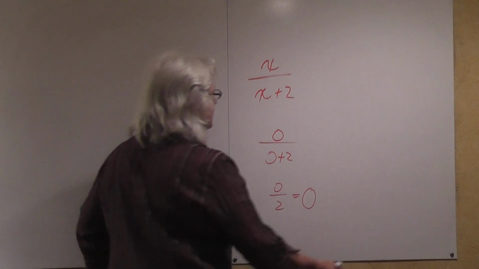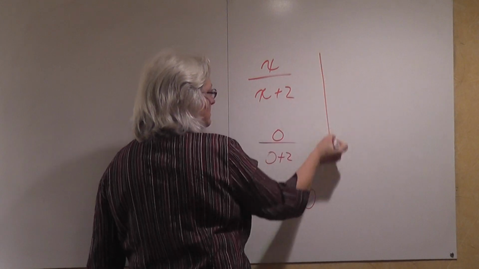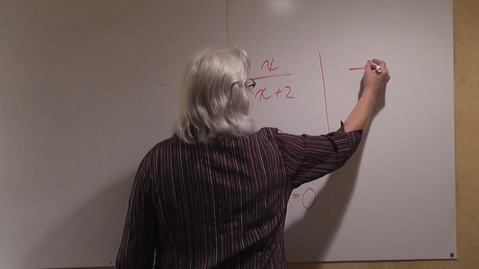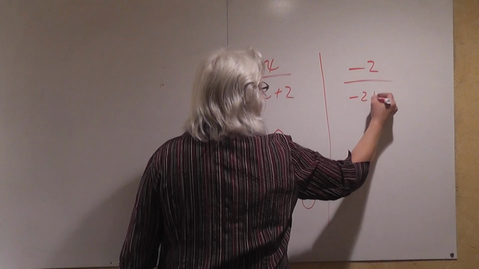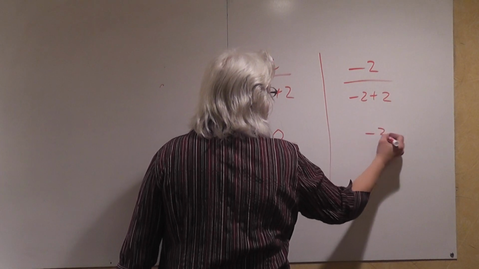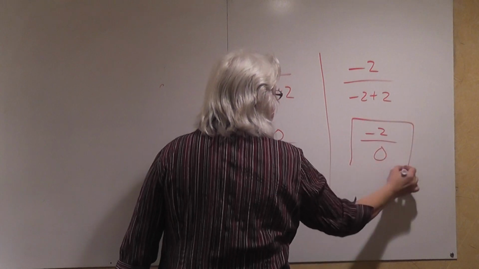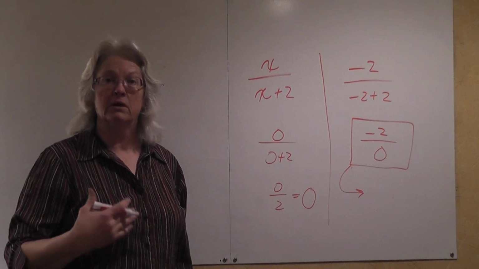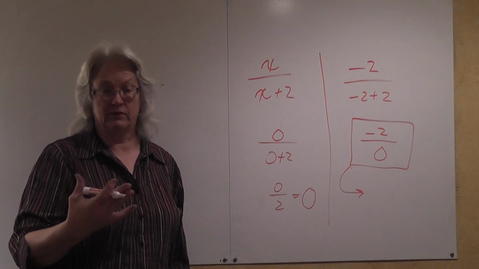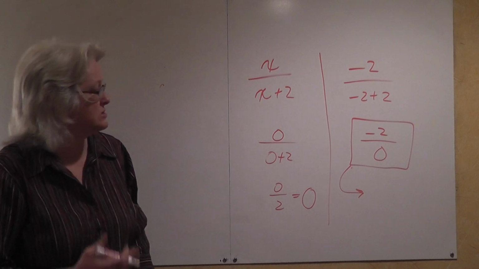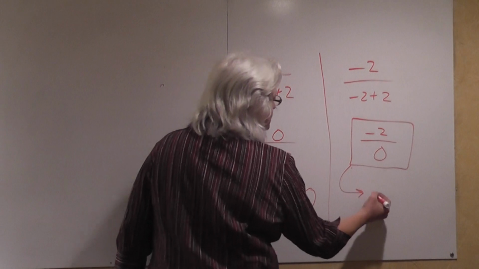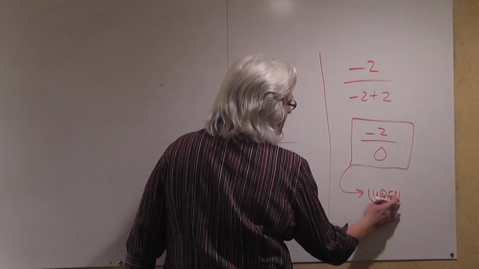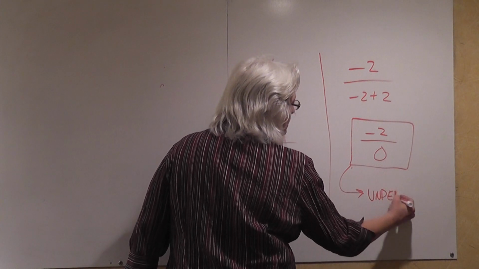But what would happen if we substituted in and said, hey, let's see what we have. Let's give x a value of -2. Substitute that and you have -2 divided by -2 plus 2, which then gives you -2 divided by 0. Can you divide by 0? No, you cannot divide by 0. We learned the statement that said division by 0 is undefined. So, since we have determined a value, undefined.